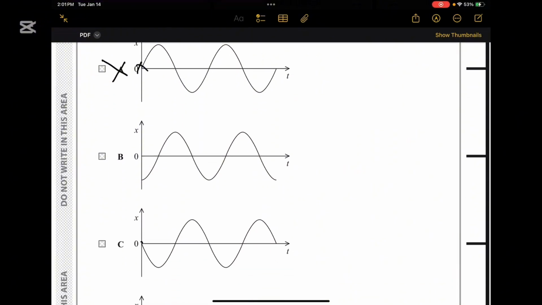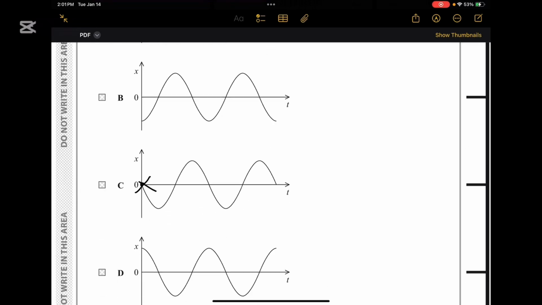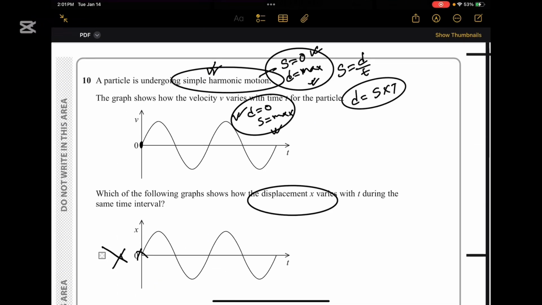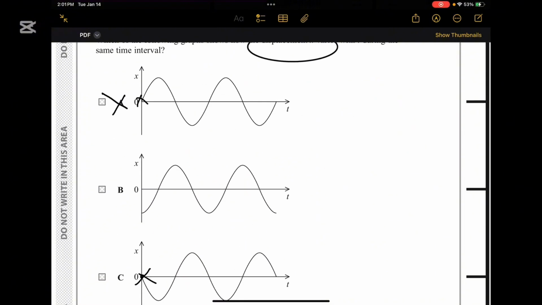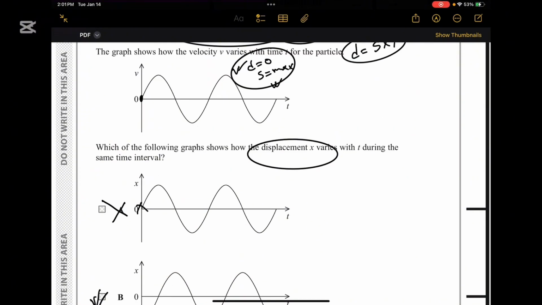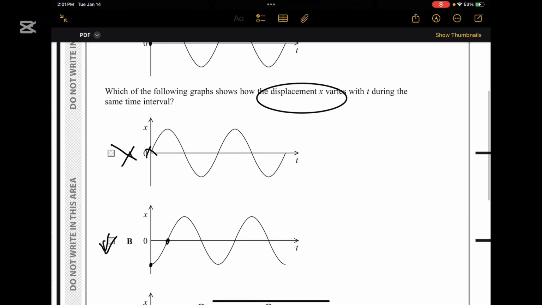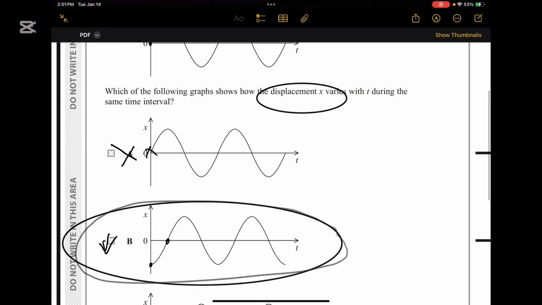Our C cannot be the answer, because the displacement is also 0 there. The displacement cannot be 0; it needs to be maximum when the speed is 0. Here, when the speed is 0, the displacement is maximum. That's why this is our correct answer. Here, when the speed is maximum, the displacement is minimum. That's why this is our correct answer. The correct answer is B.